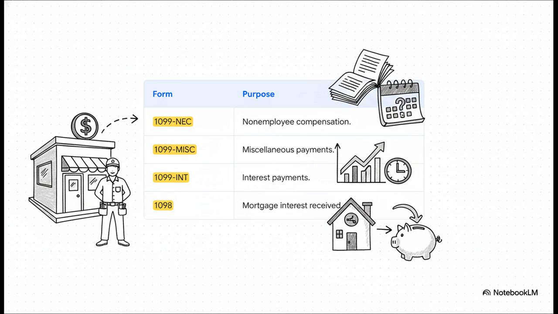Now, these information returns come in a few different flavors depending on what you're paying for. Most of us are going to be dealing with the 1099-NEC. That's your classic form for freelancers and contractors. But as you can see, there are other ones too, for things like rent, interest, or even mortgage interest you might have received.